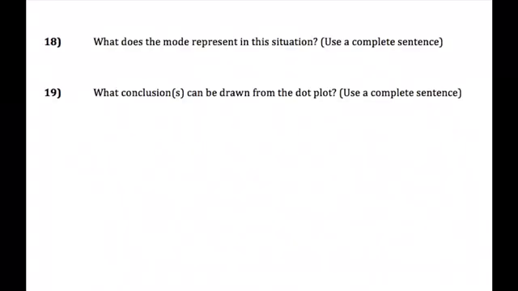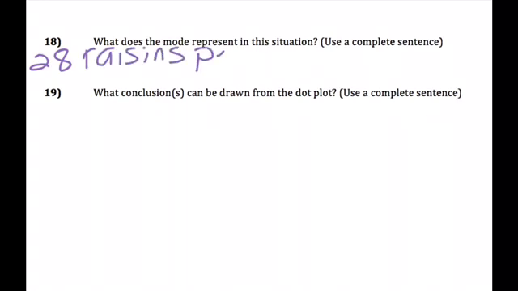Okay, what does the mode represent in this situation? Use a complete sentence. Well, the mode is 28. So in this situation, it's the number of raisins per box. So we can say that 28 raisins per box occurs the most.